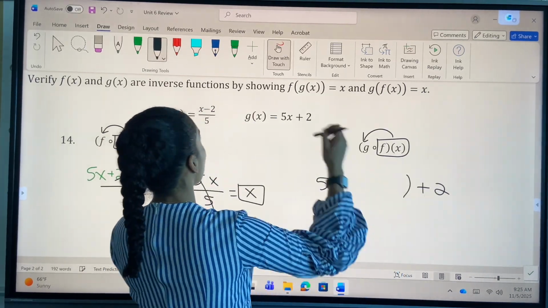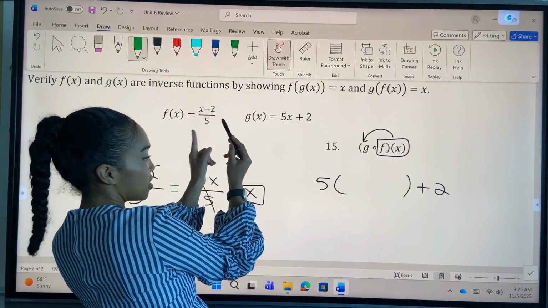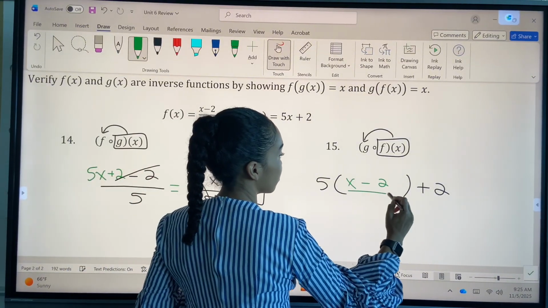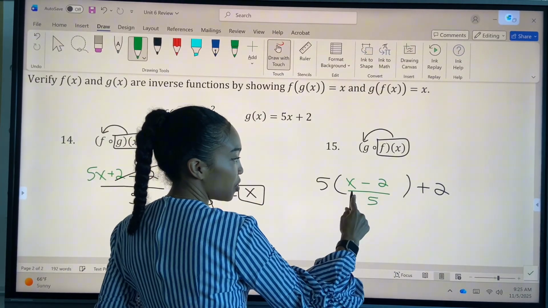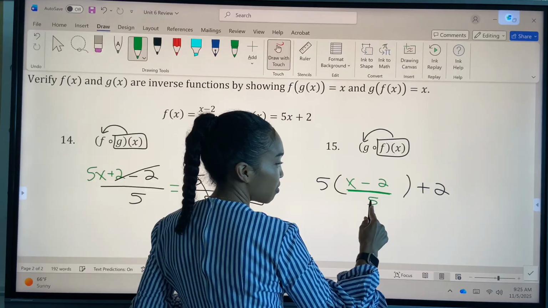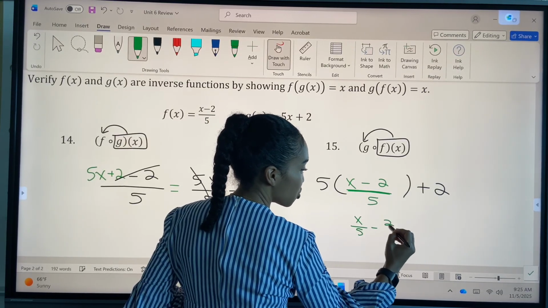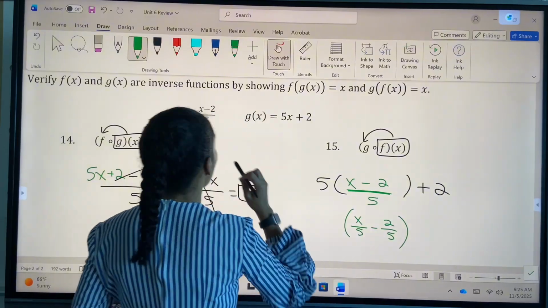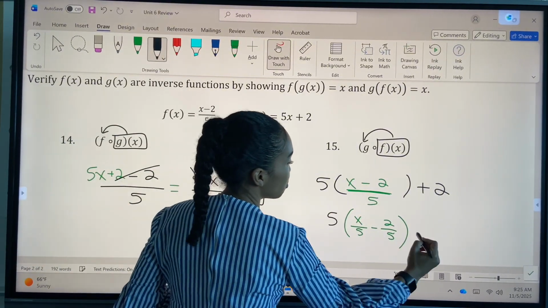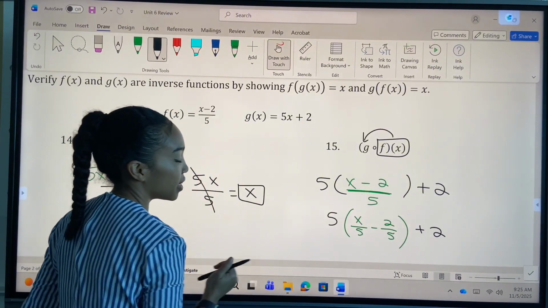This is the g function. I'm going to plug f inside. And guys, whenever you see everything divided by 5, you can split this up. You can write this as x over 5 minus 2 over 5. And maybe that might be easier for you to simplify it.